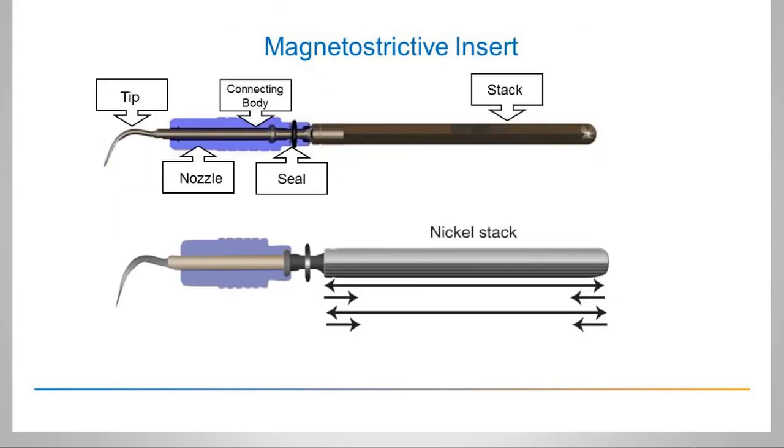So here you can see the insert itself for a magnetostrictive insert. We have the tip, the nozzle, the connecting body, which is inside the nozzle, the seal, which we commonly know as the O-ring, and the stack. And what we can see here is that when the magnetic energy is created, it causes this elongation of the nickel stack, which creates the vibration.